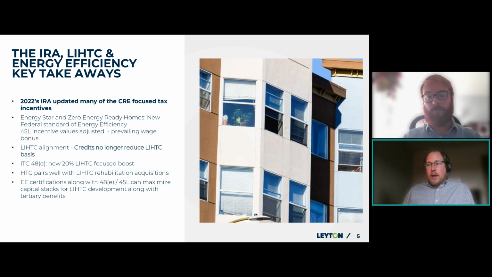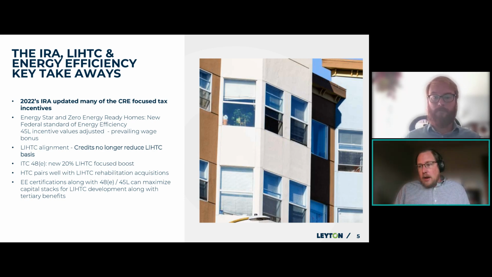The key takeaways we hope you have is that there are new federal energy efficiency standards like Energy Star and the Zero Energy Ready Homes. The updates that were done to 45L include these programs, as well as updates to the credit value, as well as bonuses that are now offered through prevailing wage. Prevailing wage is often associated with Davis-Bacon wages, and adherence with prevailing wage adds a 5x multiplier to the credit values for 45L, as well as the ITC credit, and is also included in some other credit deductions such as 179D.